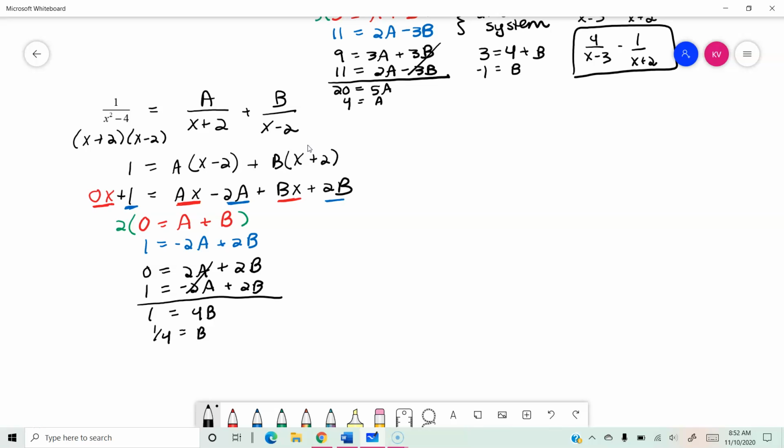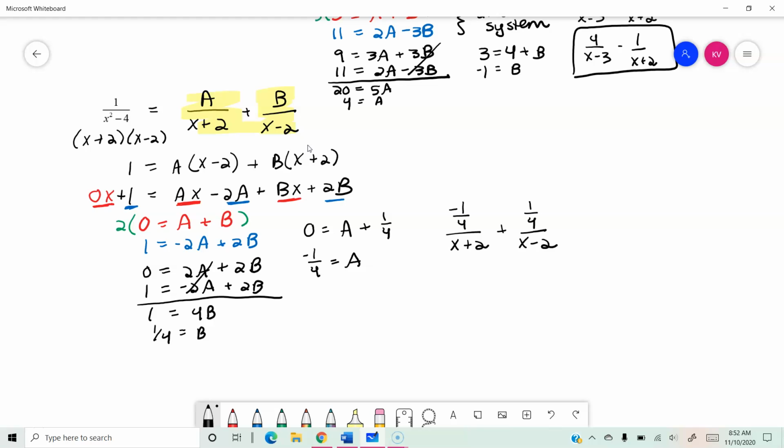And then we need to find our A, so I'm going to go back into the first equation and back substitute that value for B, and then solve for A. So A is going to be negative 1/4. And then just like before, we're going to go back up to this statement here. We're going to put in the A and the B. So my A is negative 1/4, and I'll put that over x plus 2. And my B is positive 1/4, and I'll put that over the x minus 2.